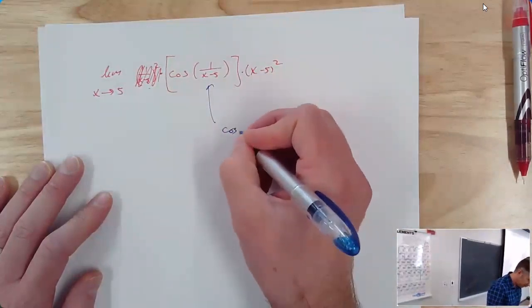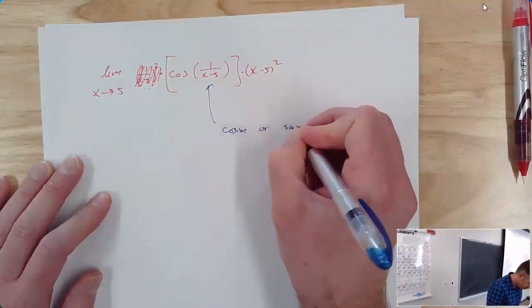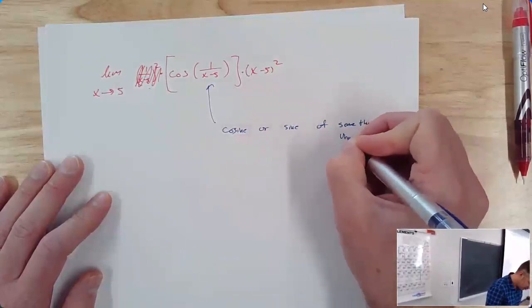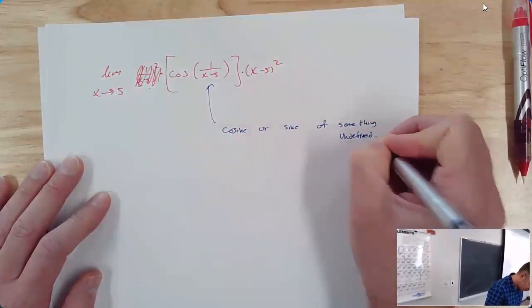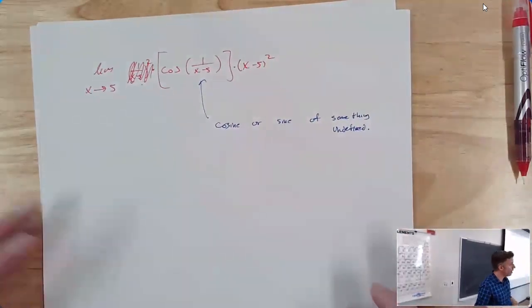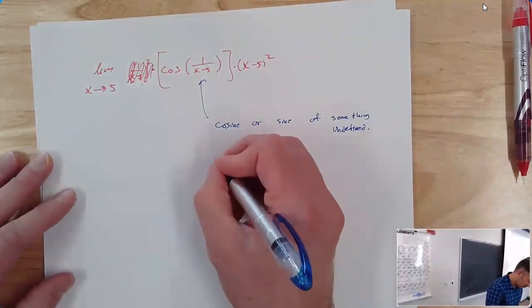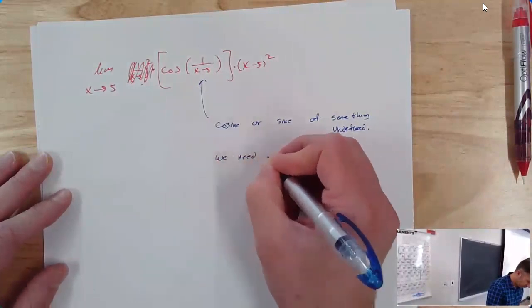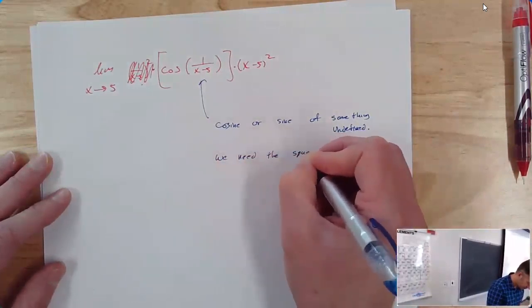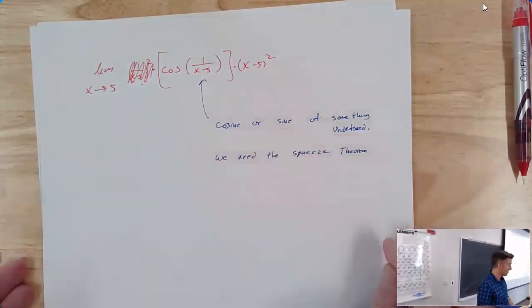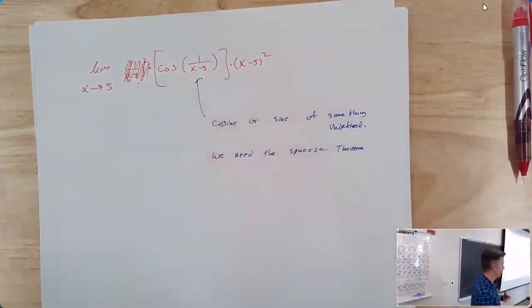Cosine or sine of something undefined. That is not always, but pretty typically a clue that we need to use the squeeze theorem. I will probably never say something is true 100% of the time unless it actually is for sure. But seeing something like cosine of something undefined is a very, very strong indicator that you should use the squeeze theorem. Okay.